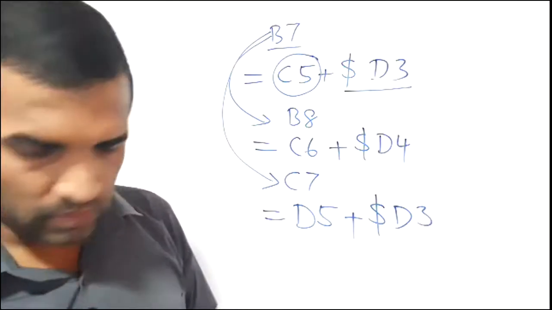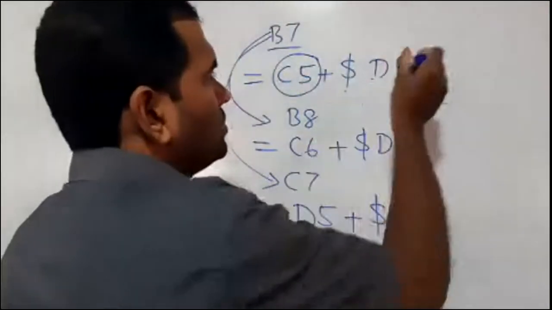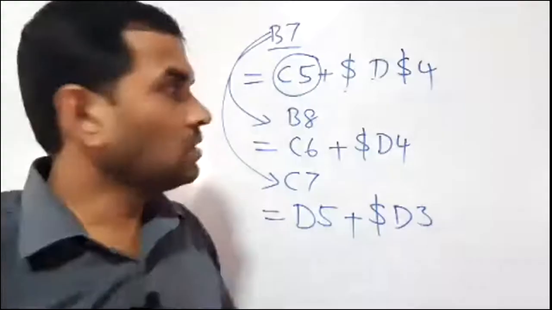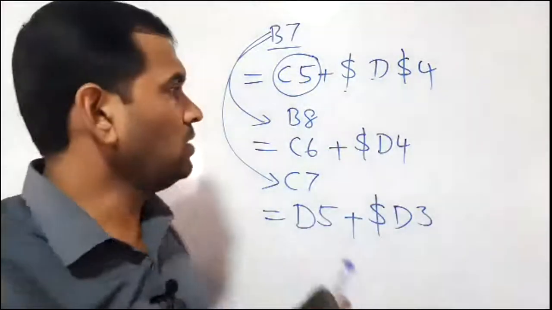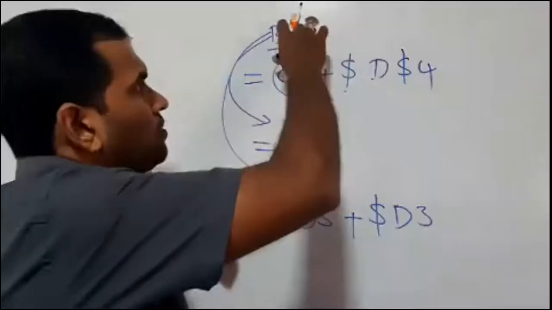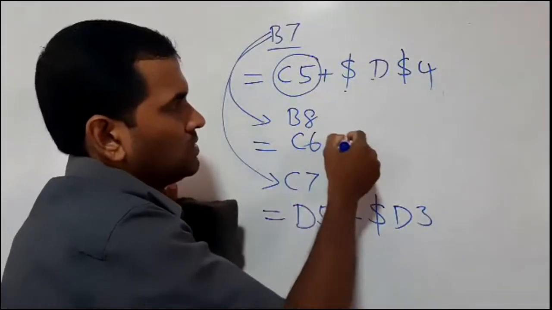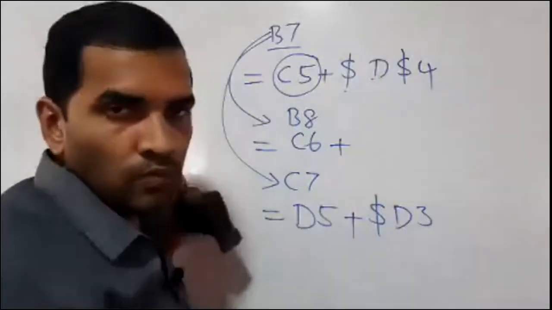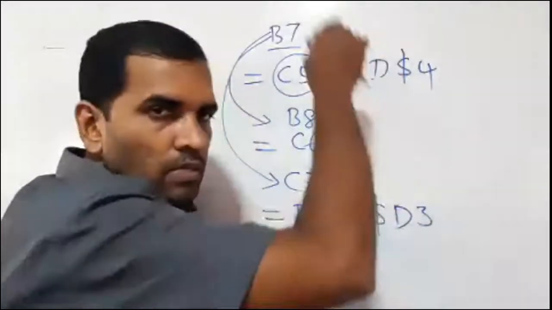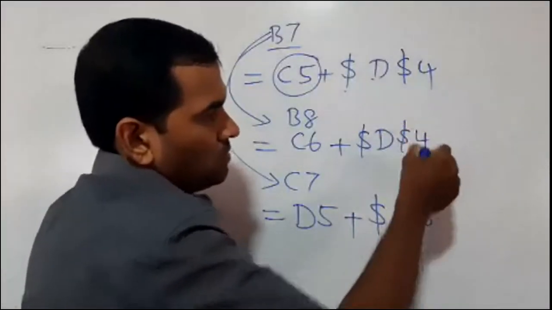Okay, right. Then the next one would be having the dollar in front of both the column and row. So now let's copy this formula to B8, going from the 7th row to the 8th row. C5 becomes C6. Generally, D4 becomes D5, but note there is a dollar in front of the row that prevents the change. So it remains the same, $D$4.